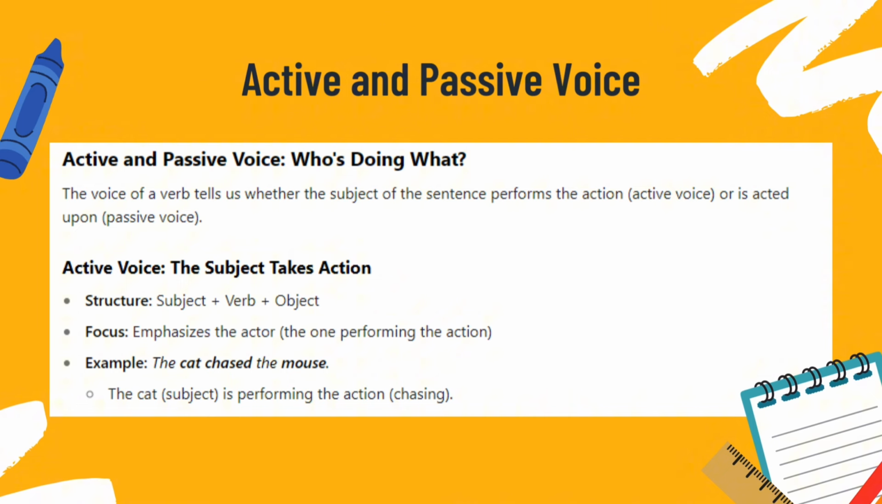So for example, the cat chased the mouse. Okay, so the cat, which is the subject, is performing the action. So the cat itself is the one who is chasing the mouse. So hinahabol ng pusa no yung daga. So ang naghahabol mismo ay yung pusa, no, okay? So yung cat is the doer of the verb.